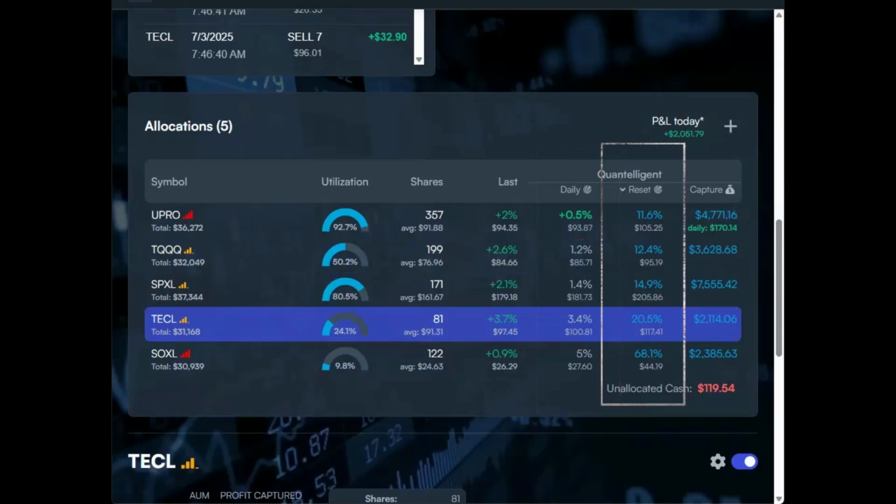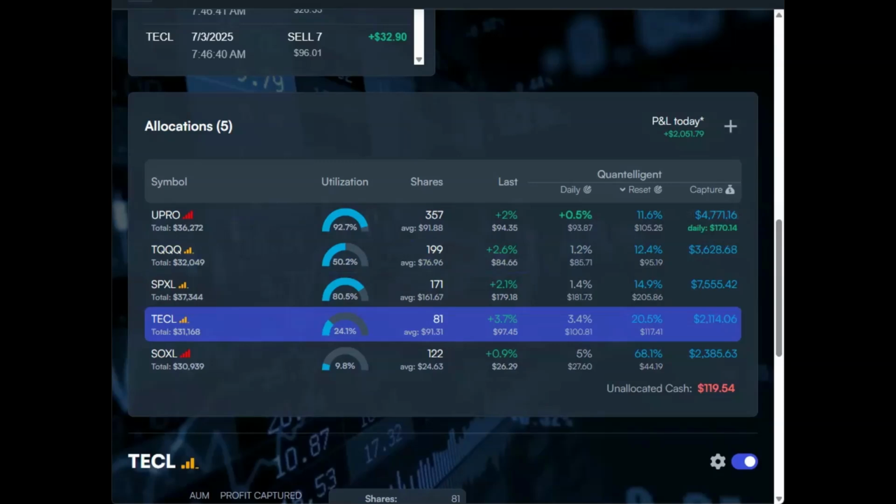This column is Quantelligent's long-term growth target. These numbers indicate our target share price and the percentage increase needed to reach it. When this target is met, the entire position will be sold, all gains realized, and this number here is the profit that will be captured. This completes a full algorithmic cycle, resets the utilization to 0, and we start over as if it's day one.